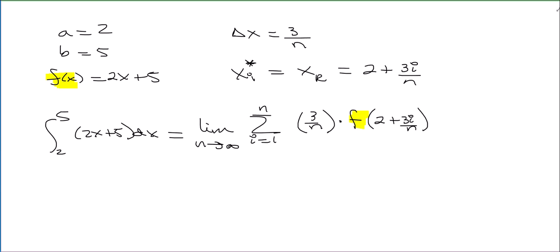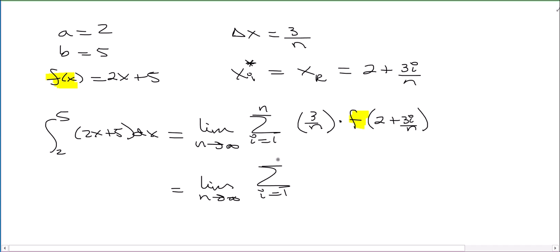So this is going to become the limit as n goes to infinity of the sum from i equals 1 to n of 3 over n times, now I'm going to plug in my f. Let me use brackets: 2 times, and then instead of x, we're going to plug in 2 plus 3i over n, right? That is in place of my x. So this is our x sub i star.